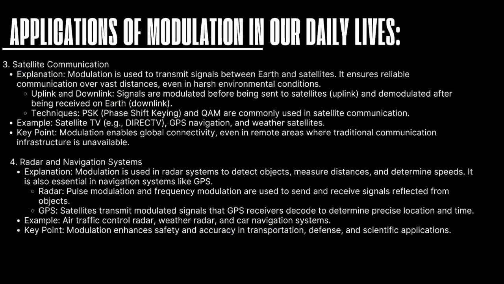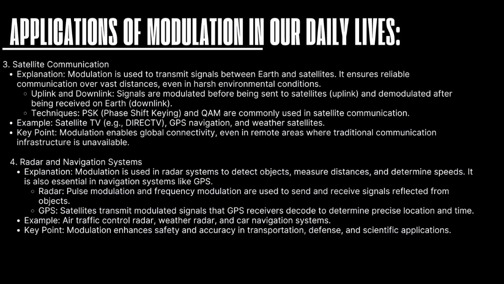Third is satellite communication. Modulation is essential for transmitting signals between Earth and satellites. It ensures reliable communication over vast distances, even in harsh environmental conditions. Techniques like phase shift keying and QAM are commonly used in satellite communication, enabling services like satellite TV, GPS navigation, and weather forecasting.